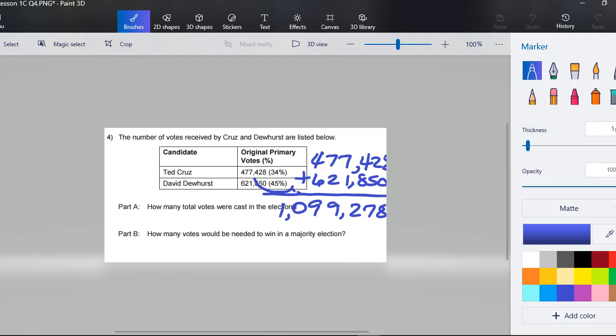But in actuality, that would only represent 79% of the votes. More votes went somewhere else. It's not representing a full 100% of the votes cast. So Part A says how many total votes were cast. So 79% is represented by 1,099,278. We'll need to calculate how many total votes were cast.